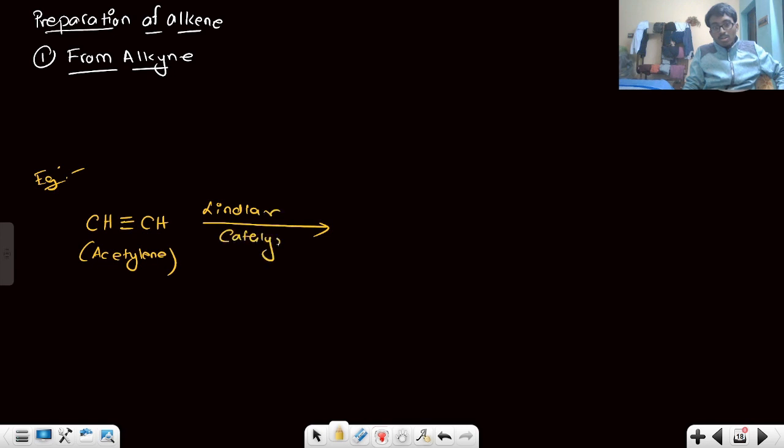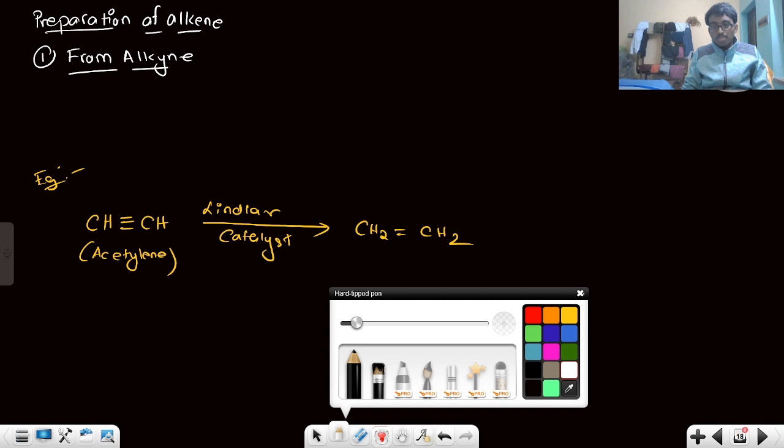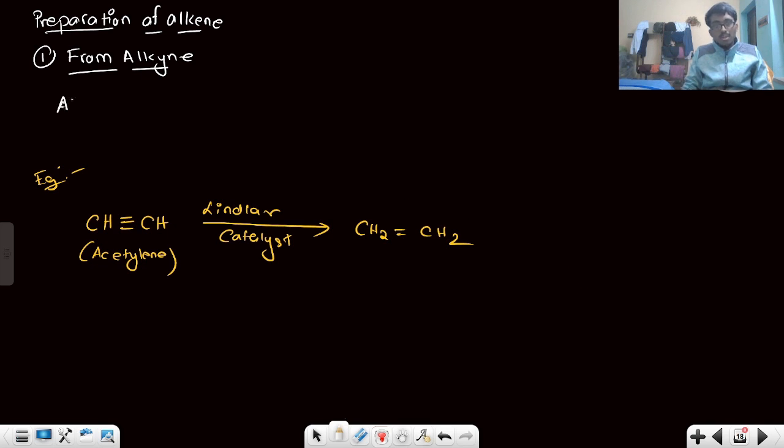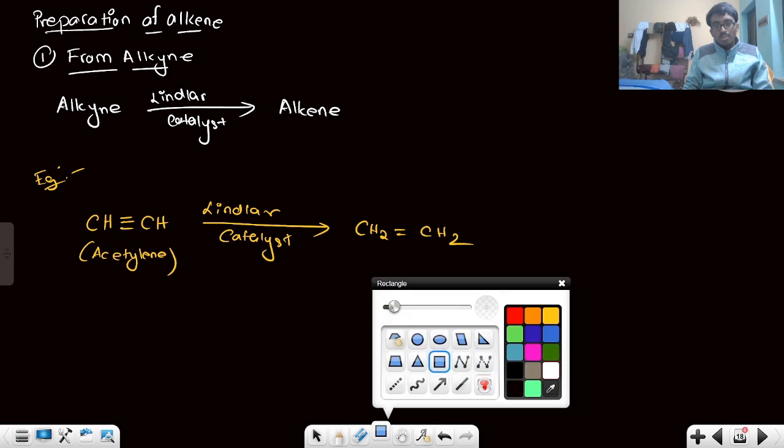Lindlar catalyst. Then it will stop at this stage. Clear? If I use a Lindlar catalyst, then I will be getting an alkene only. Clear? So what is the basic funda of this? If I have to prepare an alkene from an alkyne, then I have to use Lindlar catalyst. Otherwise, the reaction will not stop at alkene. It will continue till alkane. Clear?